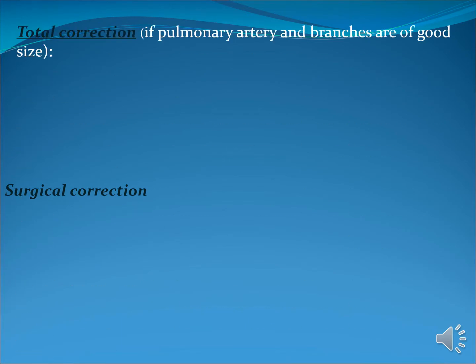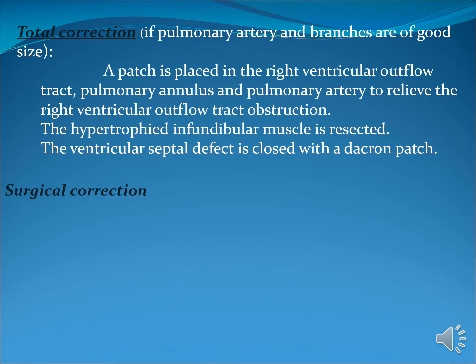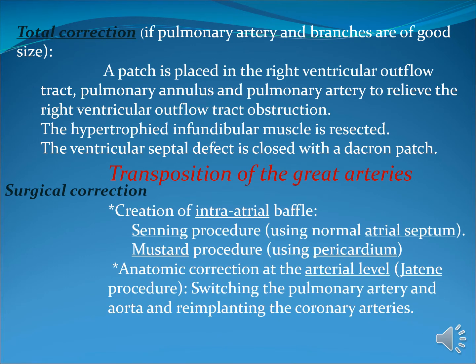Total correction is the main target for tetralogy of Fallot. If the pulmonary artery and branches are good in size, a patch is placed in the right ventricular outflow tract, pulmonary annulus, and pulmonary artery to relieve the right ventricular outflow tract obstruction. The hypertrophied infundibular muscle is resected. The ventricular septal defect is closed with a Dacron patch.